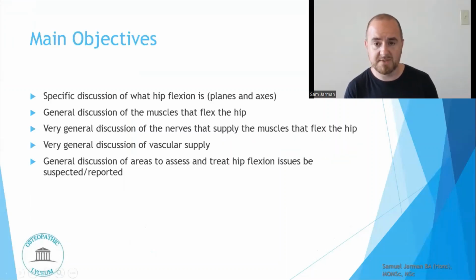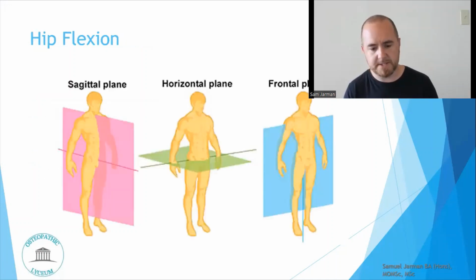So our objectives, as is consistent: a specific discussion of what hip flexion is with respect to planes and axes, a general discussion of the muscles that flex the hip, a very general discussion of the neurovascular supply, and then a general discussion of the areas to assess and treat if hip flexion issues are suspected or reported. I've got that typed up a little funny, please discard that, but that is what we're going to do. We're going to look at the areas to assess and treat should issues with hip flexion be suspected by the practitioner or reported by the patient.